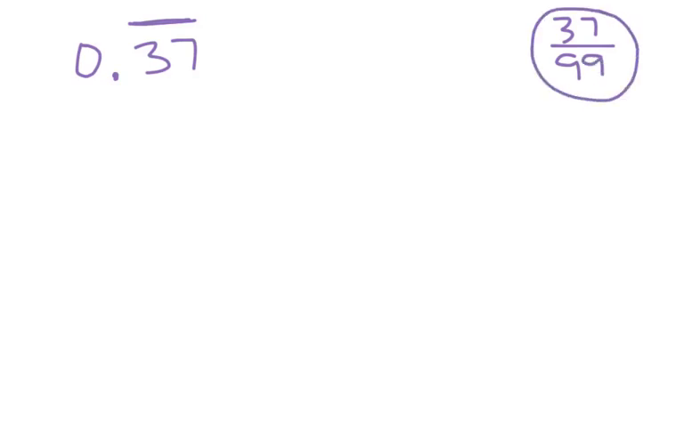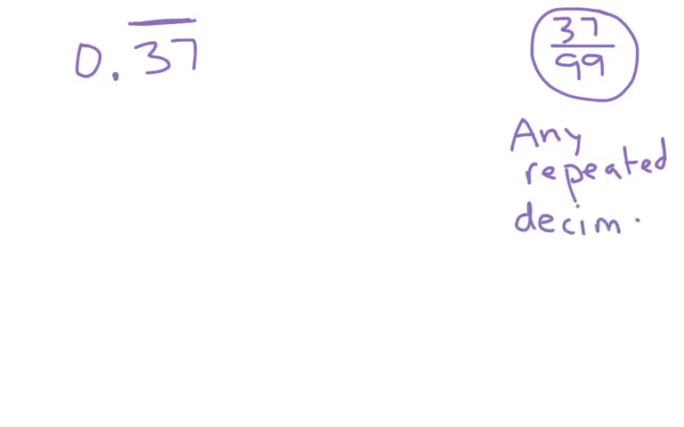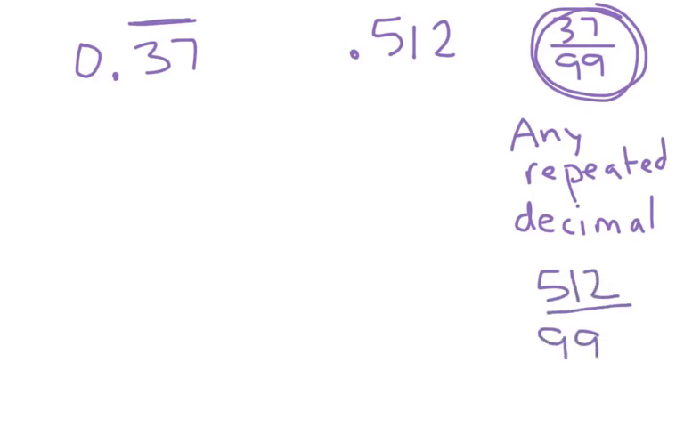I'm going to give you a little clue. Any repeated decimal is going to be the number that's being repeated over the number 999, or 99, depending on how many digits it is. So let's talk about that for a second. I'm going to give you a couple answers. So if I have the number 512 thousandths, then it's going to be 512 over 999.